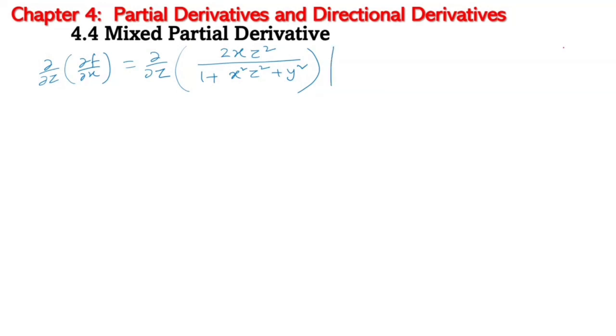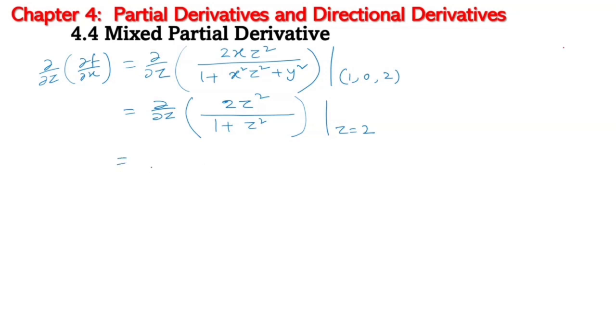Now since this is the last step, we can use this point (1, 0, 2). So we can put the value of x and y and keep z as it is. Therefore we'll get here: x is 1, so this will be 2z² over 1, x square is 1, so it is z². Y is 0.